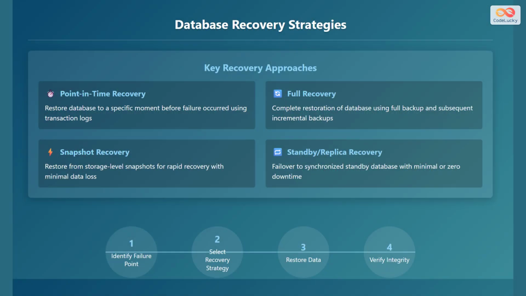Discussing some key recovery approaches. First, point-in-time recovery restores the database to a specific moment before a failure, using transaction logs. Full recovery is a complete restoration of the database using a full backup and subsequent incremental backups. Snapshot recovery allows restoration from storage-level snapshots for rapid recovery with minimal data loss. Standby or replica recovery involves failing over to a synchronized standby database with minimal or zero downtime.